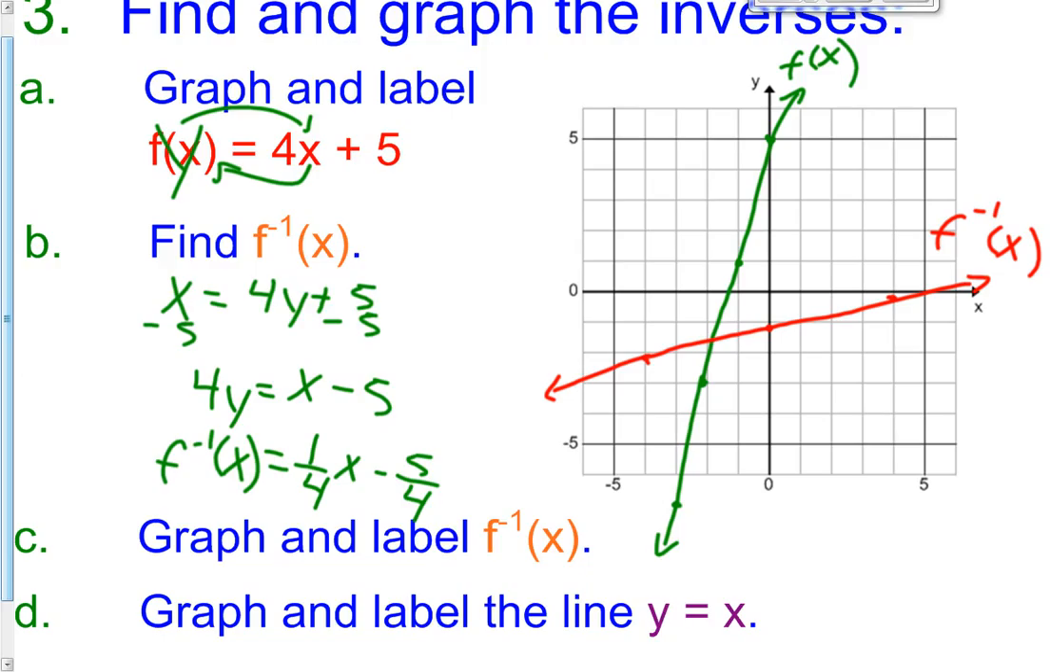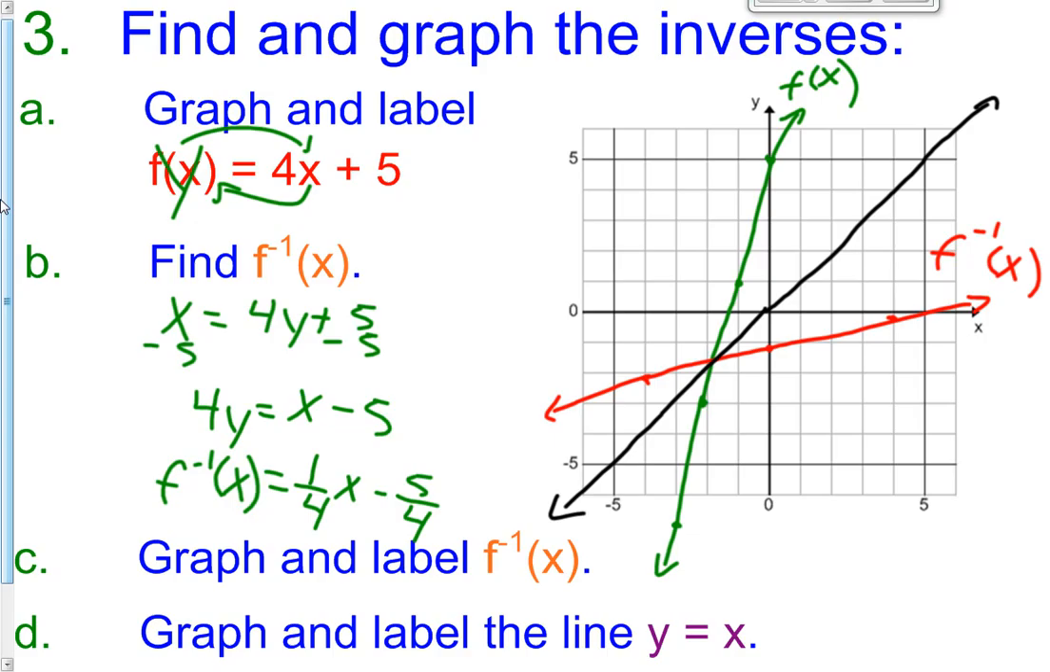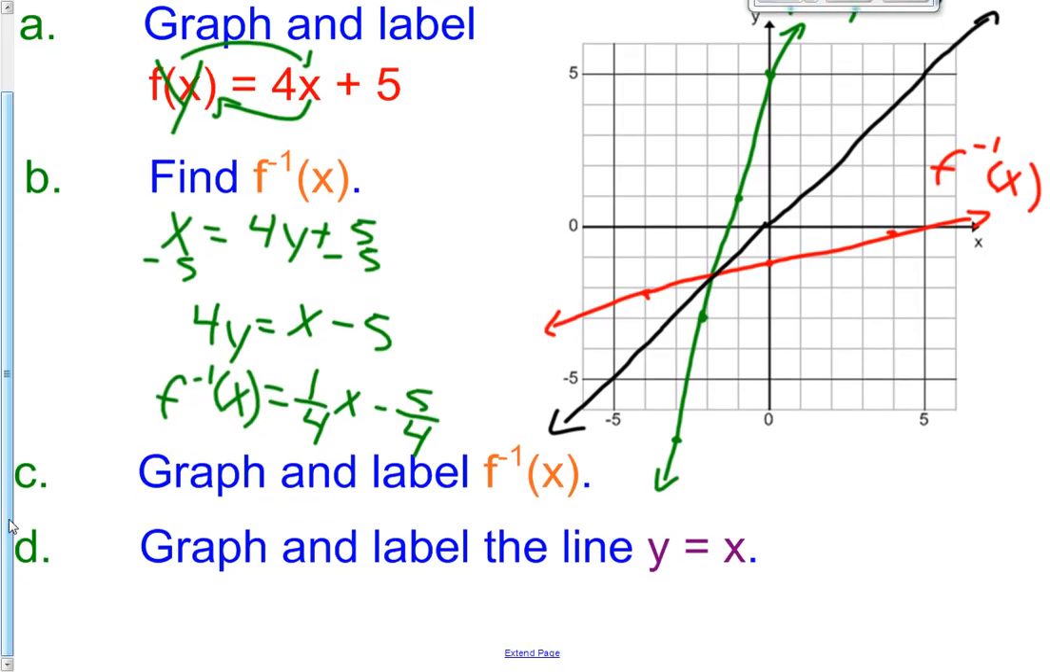So now when we're looking at this one, letter C says, oh, we did letter C. Letter D says graph the line y equals x. So, as we've done in every problem, it goes at a 45-degree angle from the origin up and to the right. What do you notice about these two lines? Once again, they are reflections of each other. If you were to fold on the black line, line y equals x, which we should label, we notice that the two lines, the red and the green, are reflections of each other.